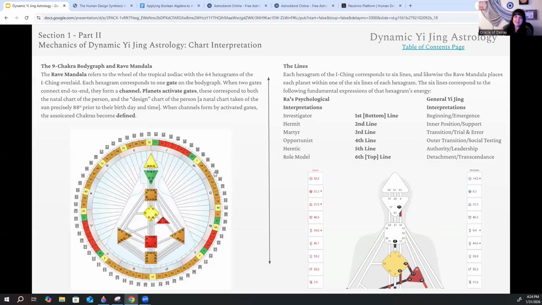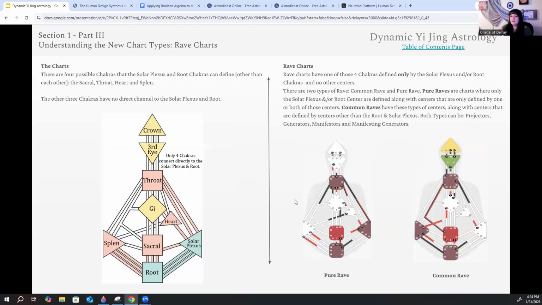So this integrates tropical astrology with the Yi Jing Book of Changes, and it's really cool. And as I was saying before, human design does activations based upon the throat and the sacral. Mine are different. They're based off of the solar plexus and the root chakras.